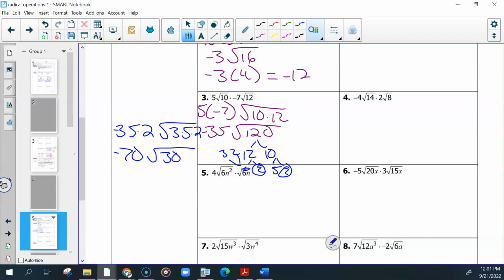It looks like we should simplify that more, but as we just saw, these are the prime numbers it breaks down to. None of those are pairs, so the square root of 30 is another thing that cannot be simplified more. It would just stay as is. So negative 70 times the square root of 30 would be our final answer for that one. Questions on that?